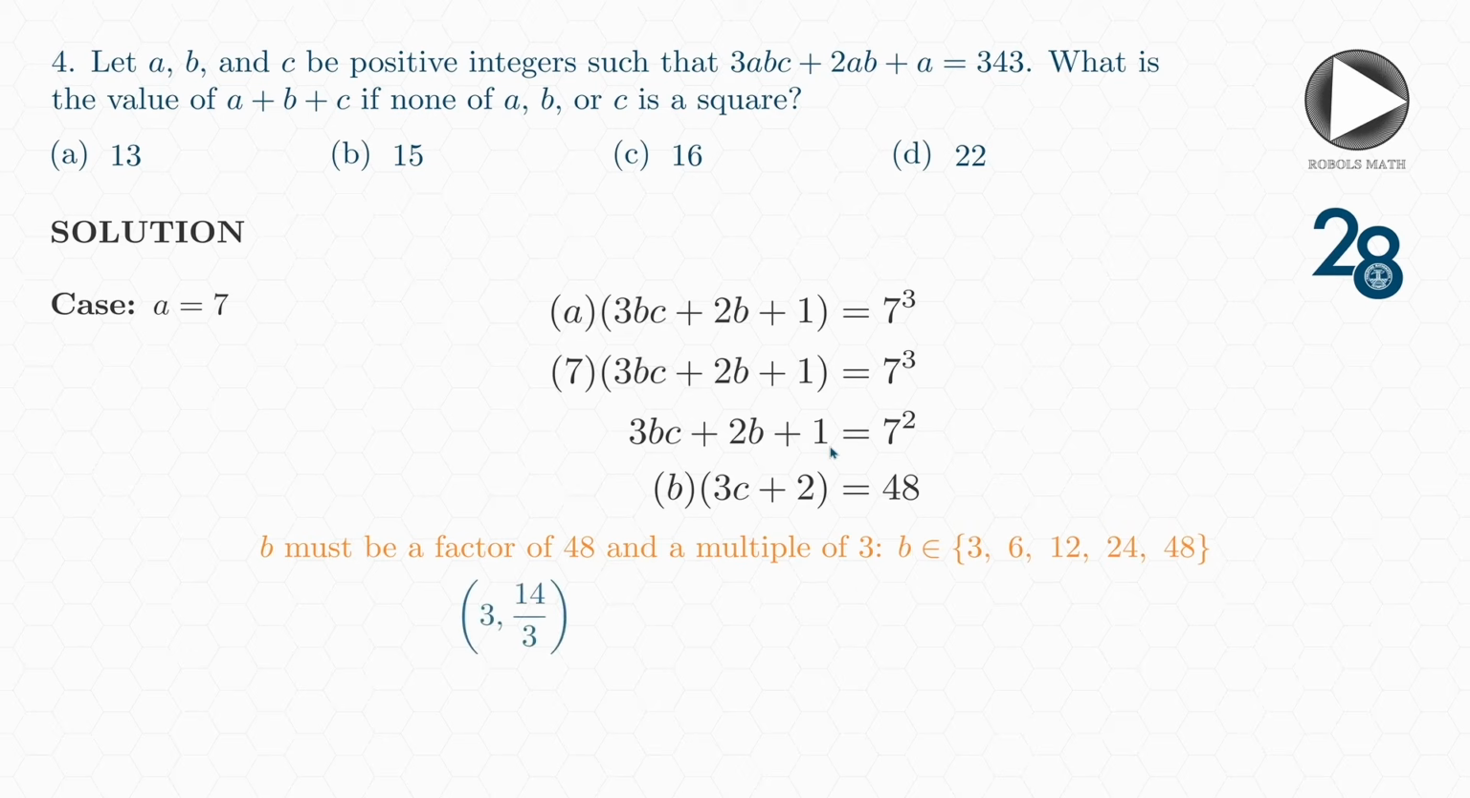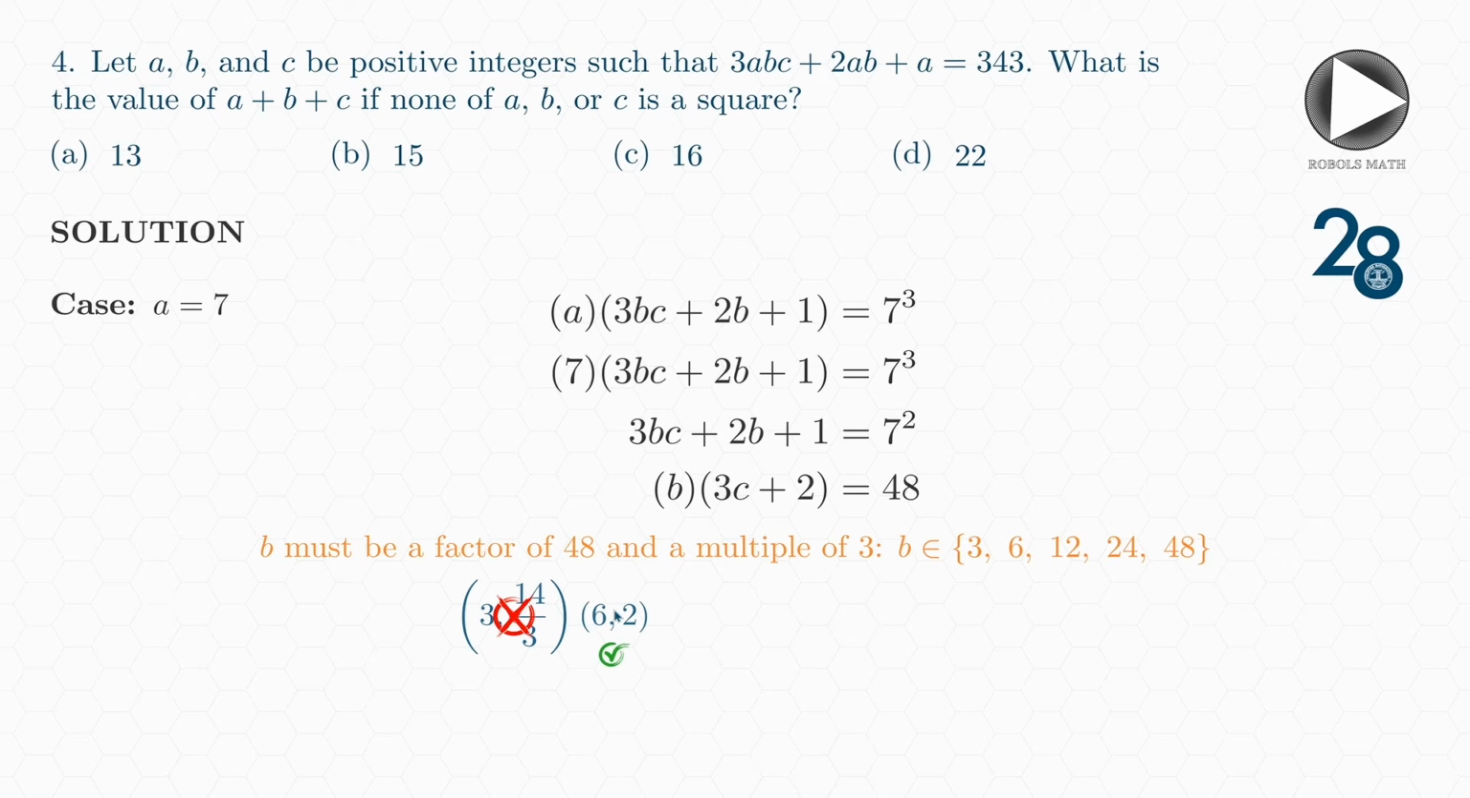If B equals 3, we can solve for C. So 48 divided by 3, that's 16. 16 minus 2 is 14. So C is 14 over 3. And 14 over 3 is not an integer. So this is not a possible solution. Next, what if B equals 6? We get the value of C equal to 2. So we have the ordered pair 6, 2. B equals 6, C equals 2. Both of them are integers, so this is good.